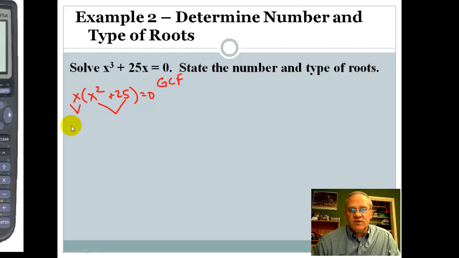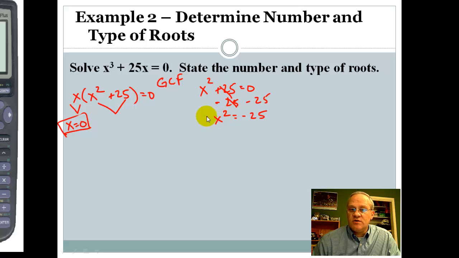Well, first of all, with this one right here, x would equal 0, right? Because 0 times this parentheses will equal 0. So we got 0 as one of our solutions. Now what can I do with this? Well, this is where, remember, we can say, well, what would it take to make x squared plus 25 equal 0? And then we can subtract 25. So I have x squared equals a negative 25.